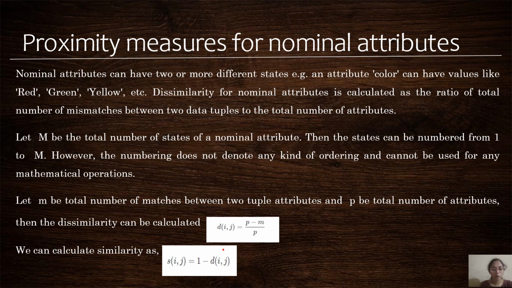Let m be the total number of matches between two tuple attributes and let p be the total number of attributes. Then dissimilarity can be calculated by using this formula. I think it is visible to you all. We can calculate similarity by using this formula.